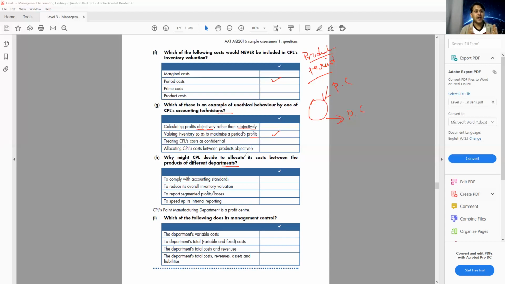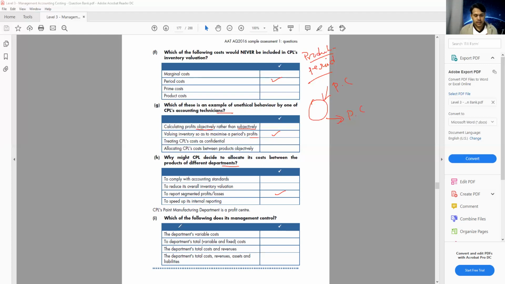Segment means you divide the cost and you put the cost to the right department so that you can see which department is carrying how many costs. And you can take the decision more specifically, more accurately. So here we say, to comply with accounting standard, no. To reduce our inventory valuation, no. To report segment profit and loss, just the one. We basically want to report every single department separately, segmentally.